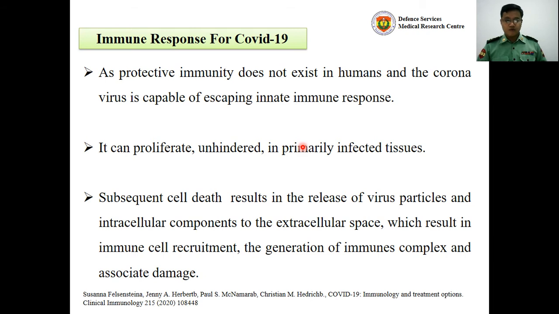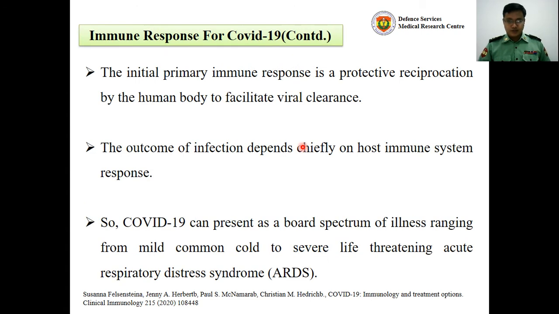Immune response for COVID-19. As protective immunity does not exist in humans and the coronavirus is capable of escaping the innate immune response, it can easily proliferate in the primarily infected tissue. Subsequent cell death results in the release of viral particles and intracellular components to the extracellular space, which results in immune cell recruitment, the generation of immune complexes and associated damage.